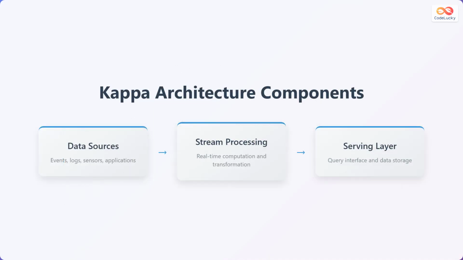Kappa architecture consists of three main components. The first component is data sources such as events, logs, sensors, and applications. The second is stream processing, which involves real-time computation and transformation of the data. The third component is the serving layer, which provides a query interface and data storage.